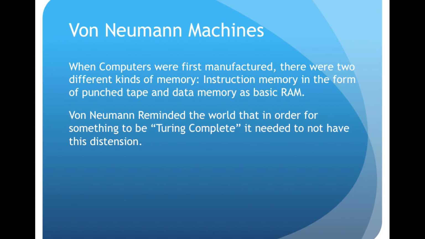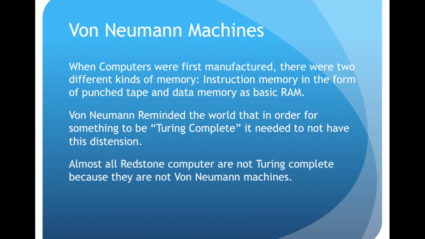So yeah, that's really important that you keep that in mind, and the reason that it's so important is that almost all Redstone computers, I've never seen a Redstone computer that is actually Turing complete. There have been specific Turing machines that I have seen in Minecraft, but I have never seen a Turing complete Redstone computer. And that's just because they're not von Neumann machines. So I'm sort of taking the role of von Neumann here and just trying to remind anyone who's watching this to make their computers von Neumann machines, because there are some programming advantages to having it, a simple example being an operating system.